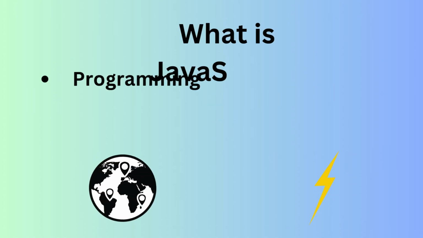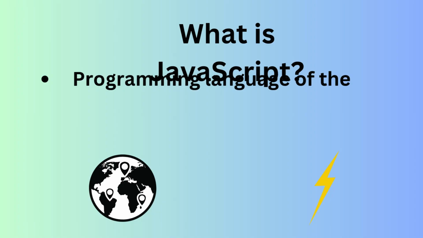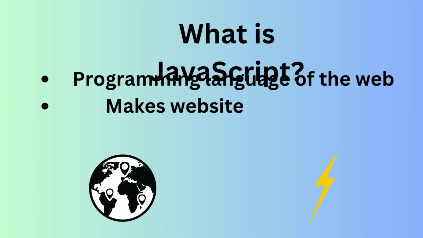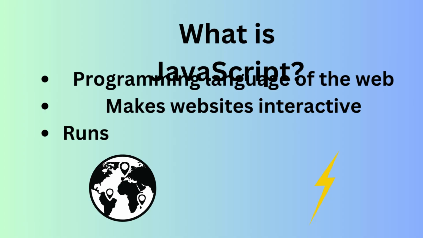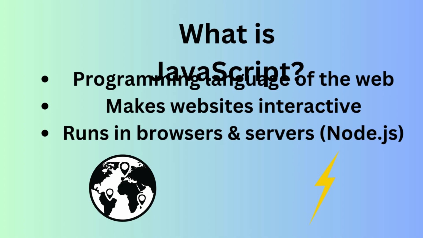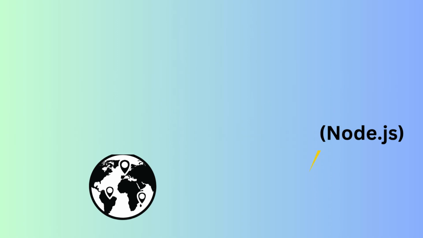JavaScript is the programming language of the web. If HTML is the structure and CSS is the design, then JavaScript is the brain. It adds life to websites by making them interactive. Without JavaScript, websites are static. With JavaScript, we can add animations, buttons, sliders, and forms that respond to users.